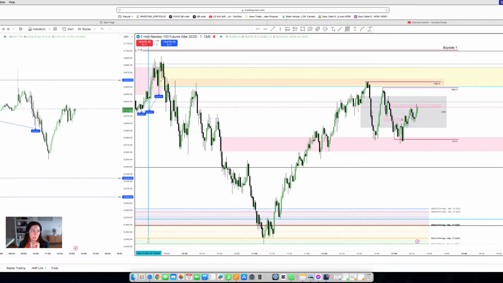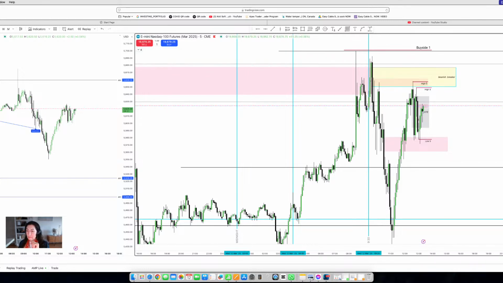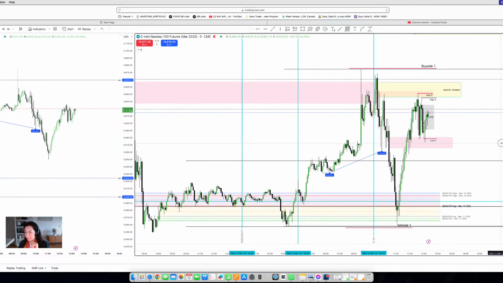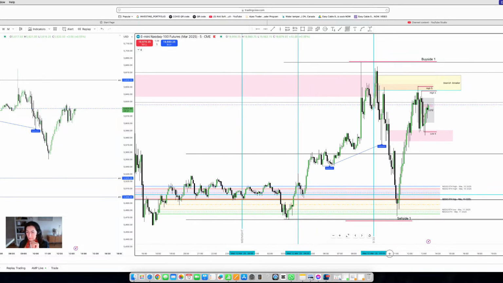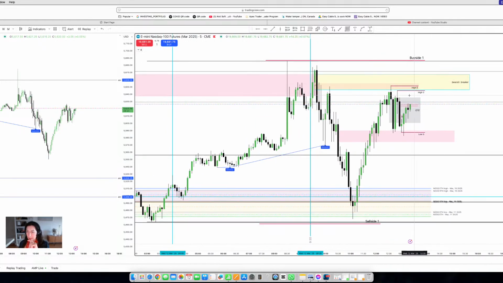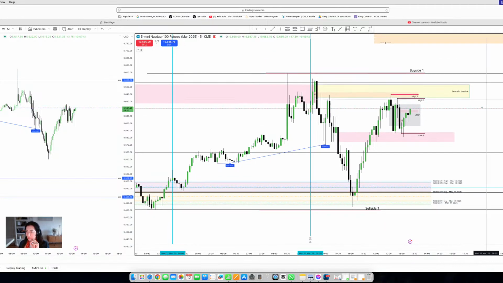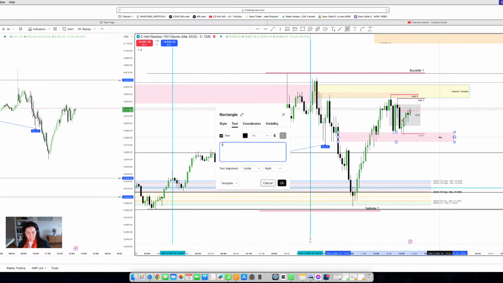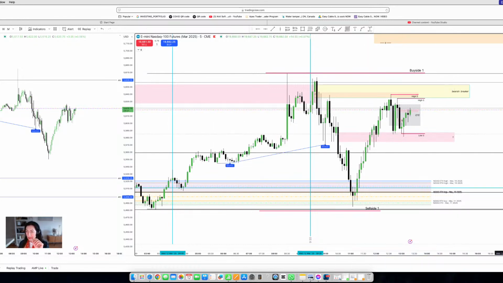Going to move back onto the 5 minute. Zero out, get a little better idea of what price action is doing on the slightly higher time frame. This is a 1 minute CB.